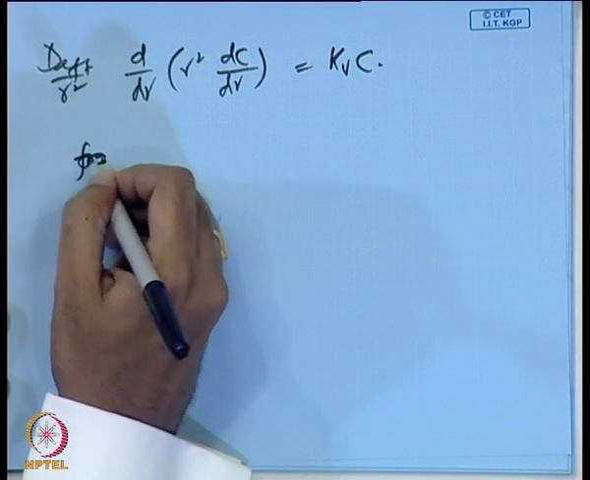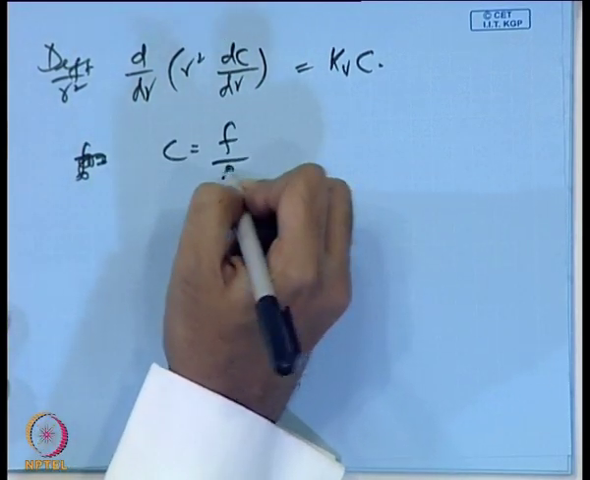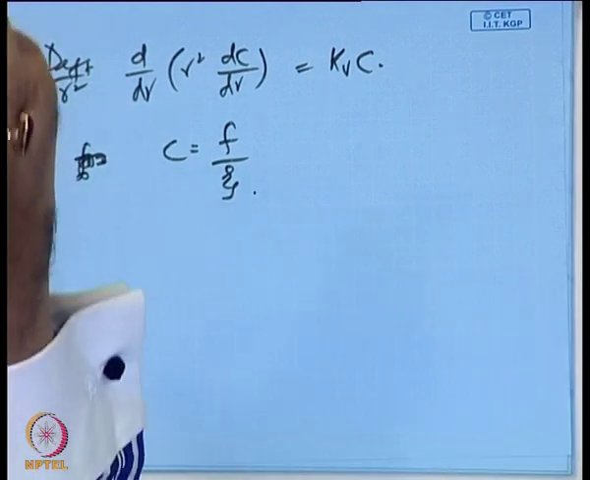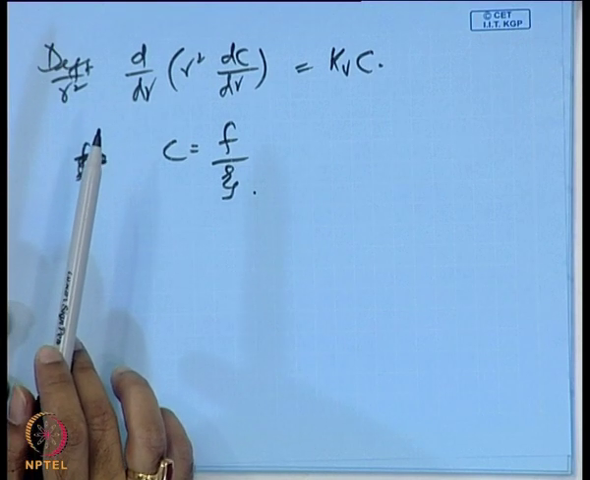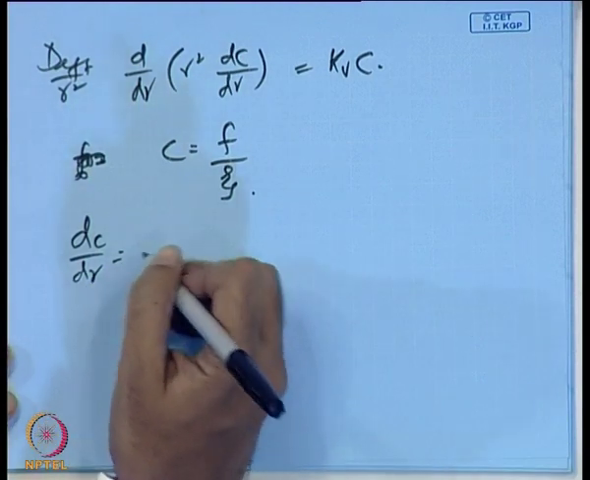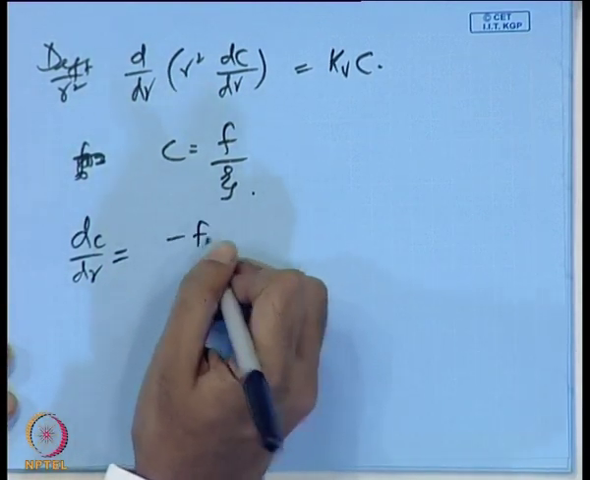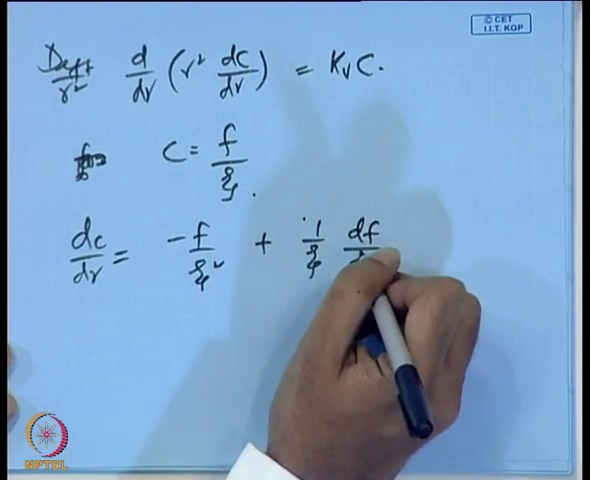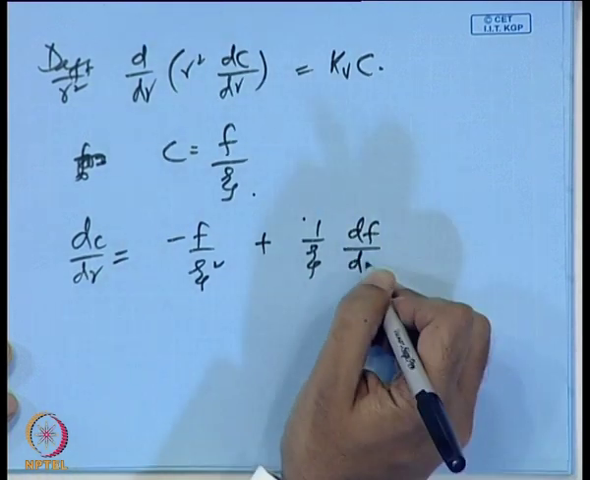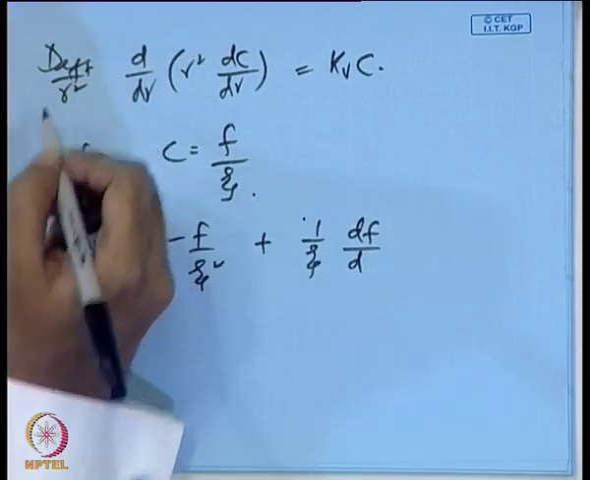c equals f over psi. Is that what you said? Something different? Is that what you assumed? Yeah, but you said the other way around, I think, right? You can also get it that way. C by r equals some other variable. Anyway, you check that. So my del C del R equals now minus f over psi square plus 1 over psi del f del R, or I mean I want to use say psi over here.